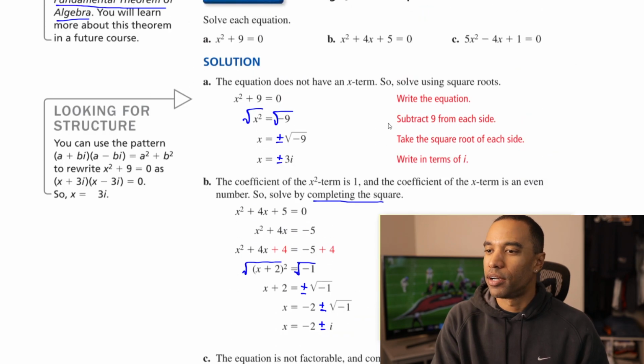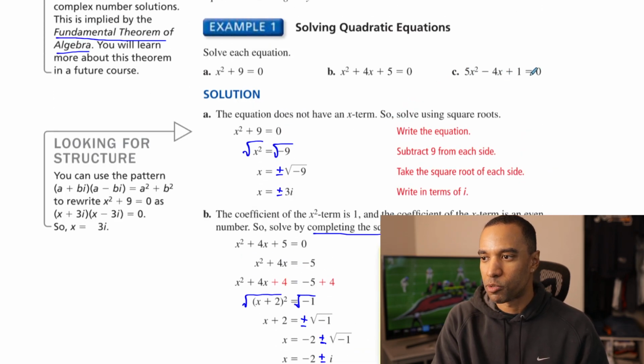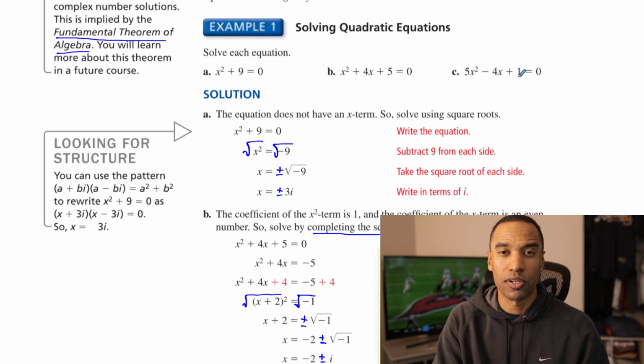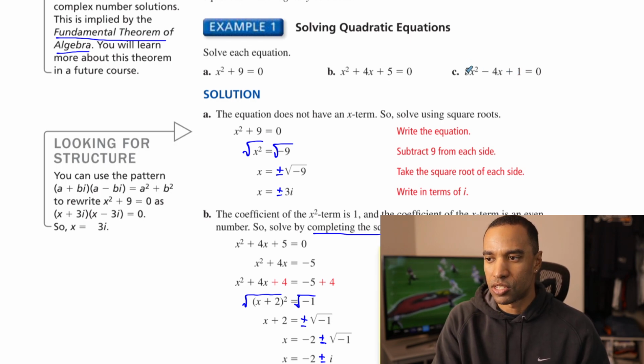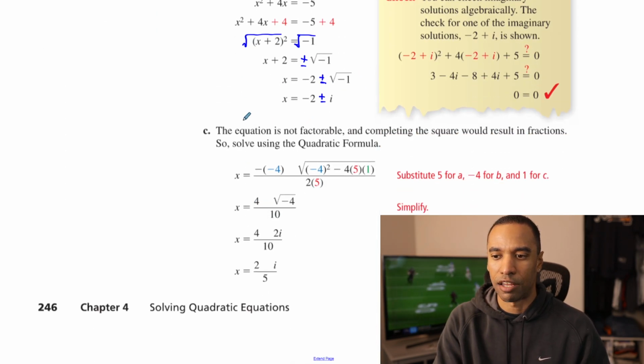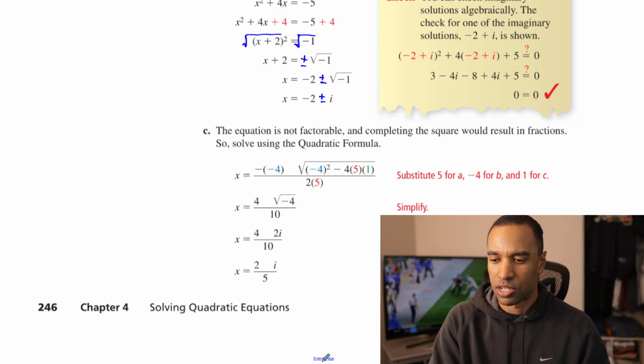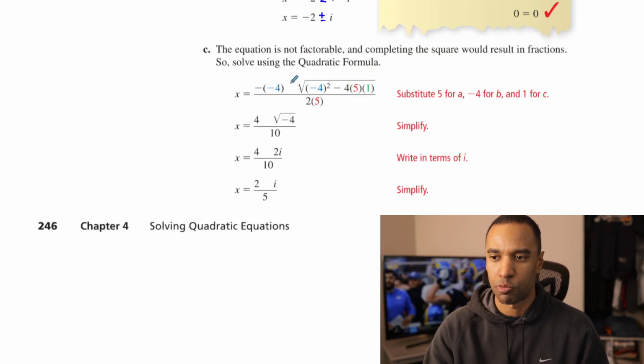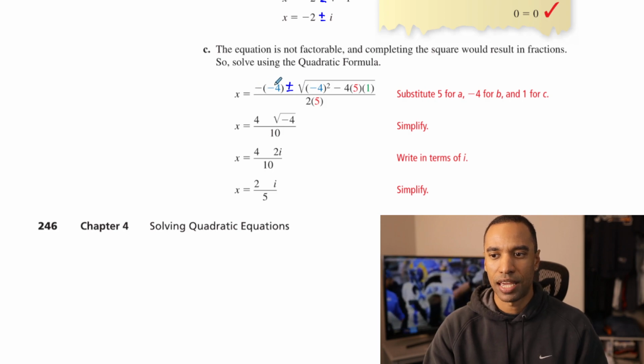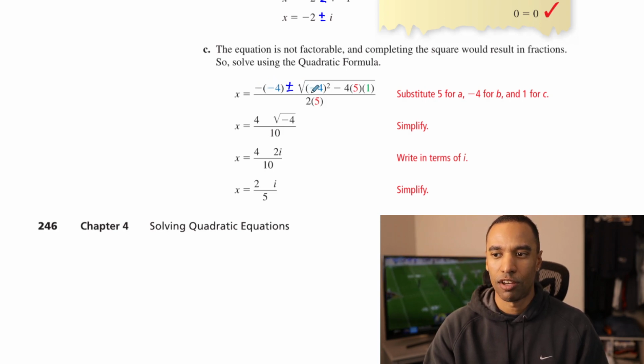The last one, part C, 5x squared minus 4x plus 1 equals 0, also not factorable, but I wouldn't use completing the square because this a is not 1, so they're going to use quadratic formula here. I don't know why the plus or minus never comes out on their typing format, but we've seen this before, so I got to add it. x equals negative b plus or minus the square root of b squared minus 4ac all over 2a.